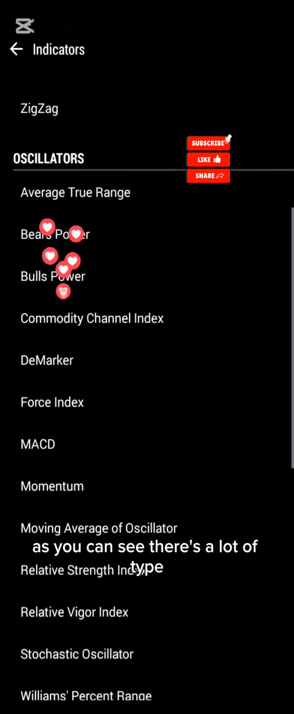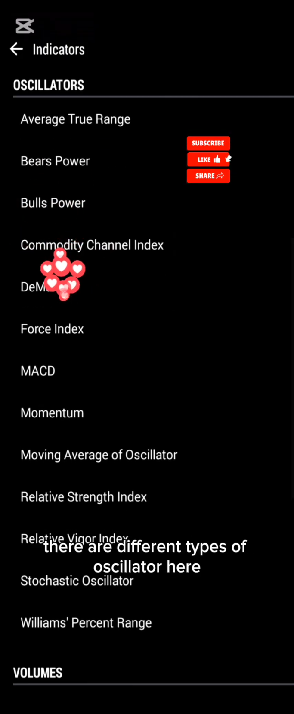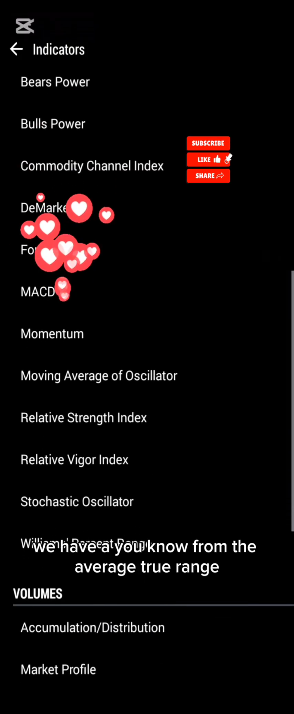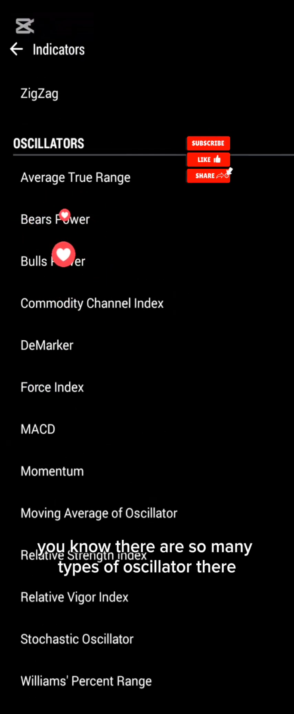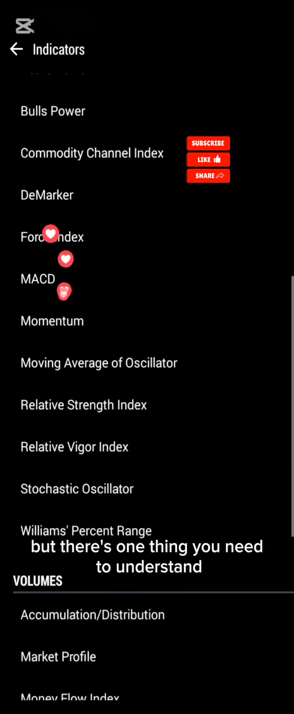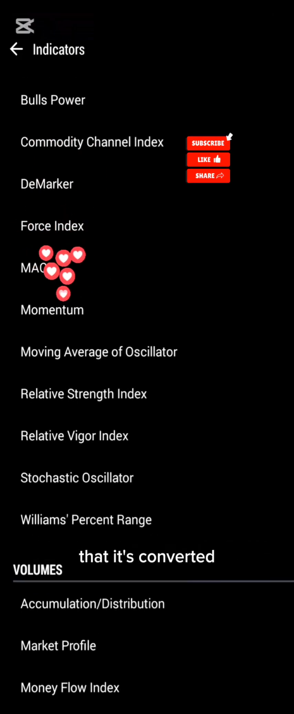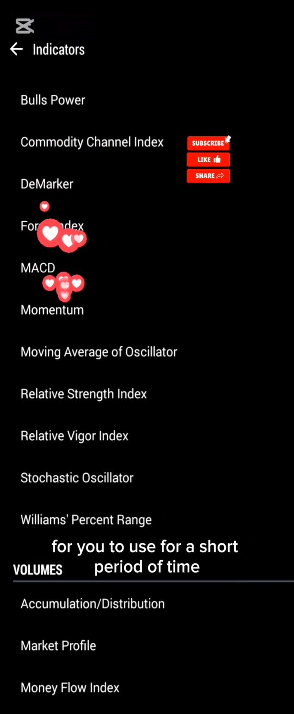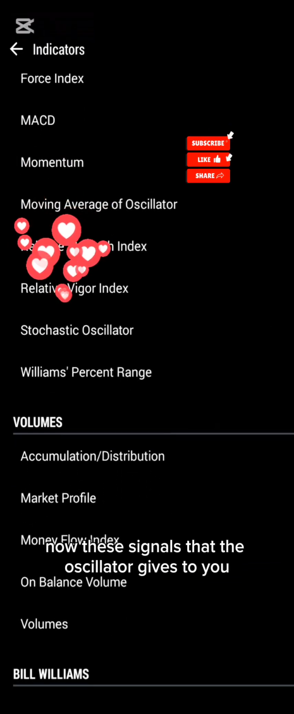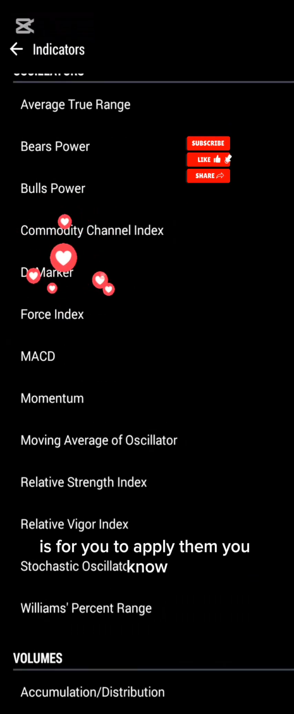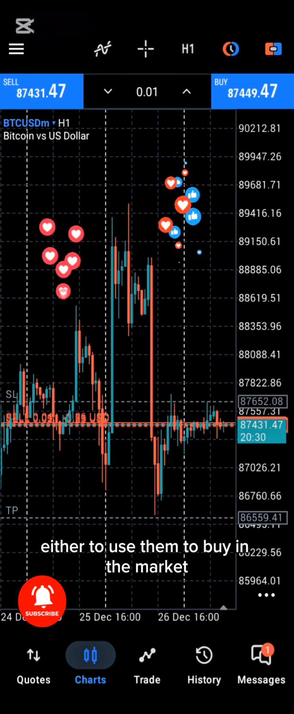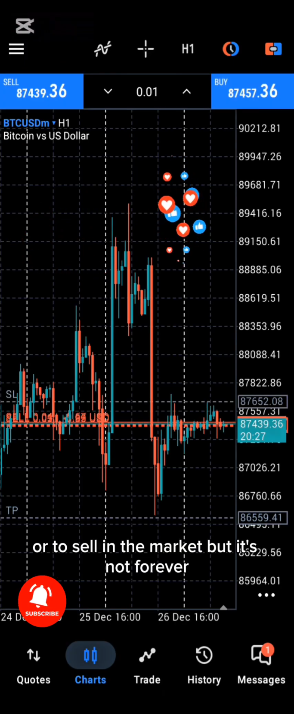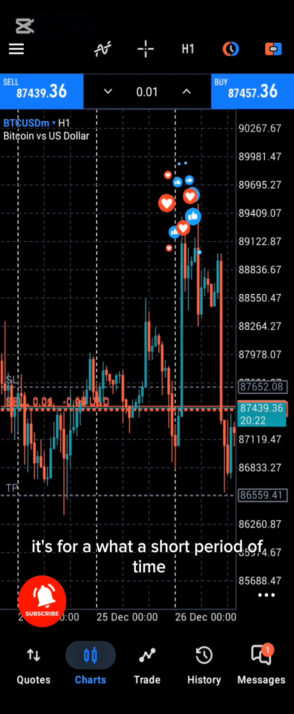As you can see, there are different types of oscillator here. We have the average true range. There are so many types of oscillator there, but there's one thing you need to understand: it's converted for you to use for a short period of time. The signals that the oscillator gives you are for you to apply, either to buy in the market or to sell in the market. But it's not forever, it's for a short period of time.